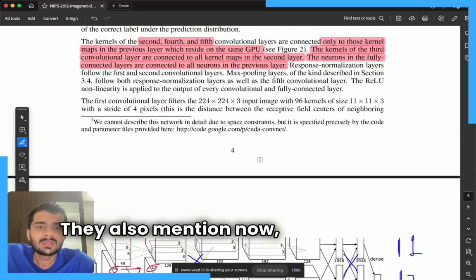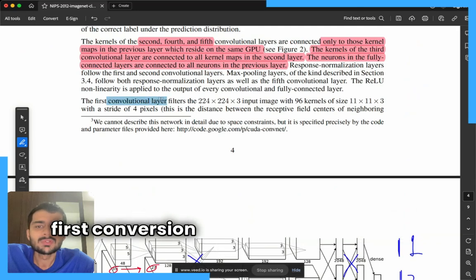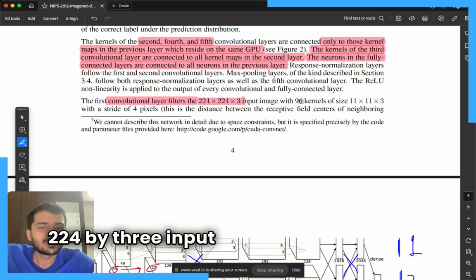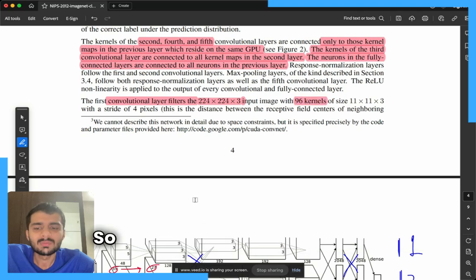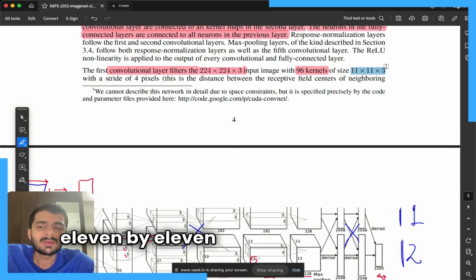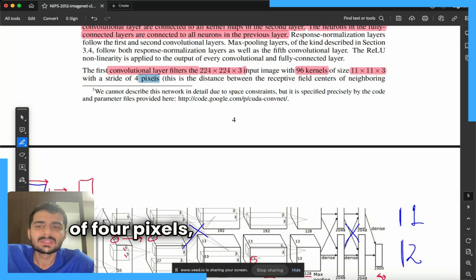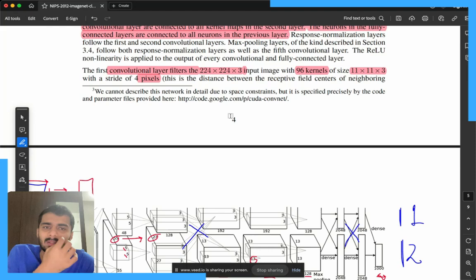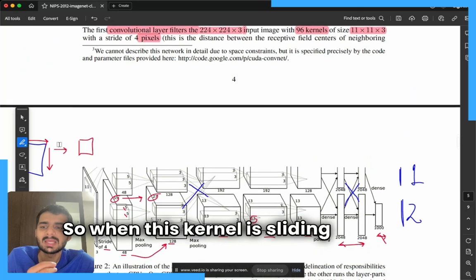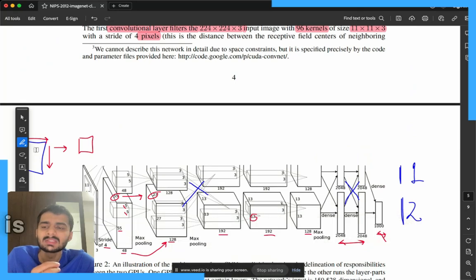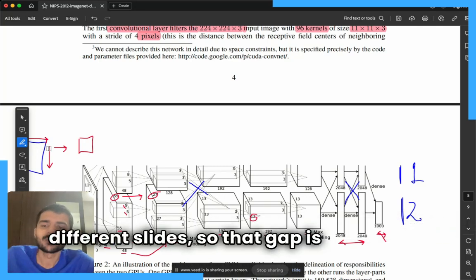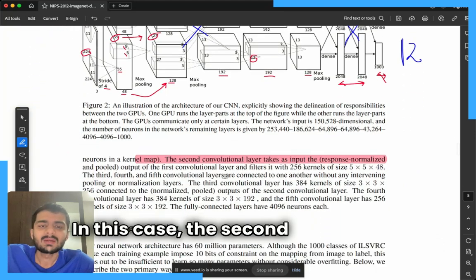They also mention now, okay, the first convolution layer filters the 224 by 224 by 3 input image with 96 kernels. So 48 plus 48, 96 kernels of size 11 by 11 by 3 with a stride of 4 pixels, which is the difference between the receptive field centers of the neighboring neurons. So when this kernel is sliding over this image, there is a gap that you need to take between the different slides. So that gap is 4 pixels in this case.